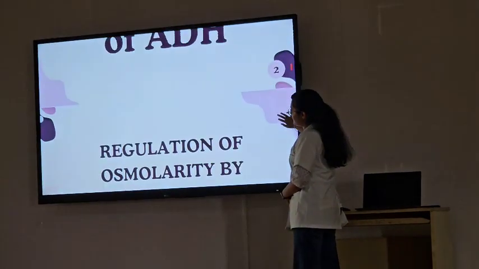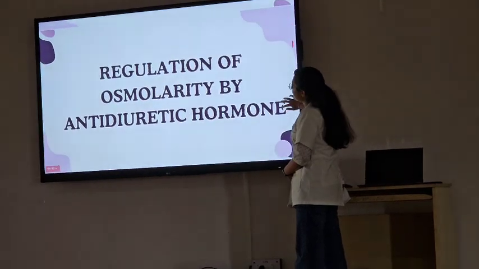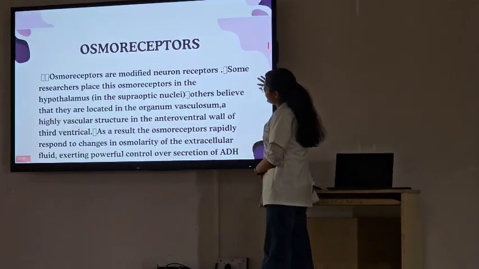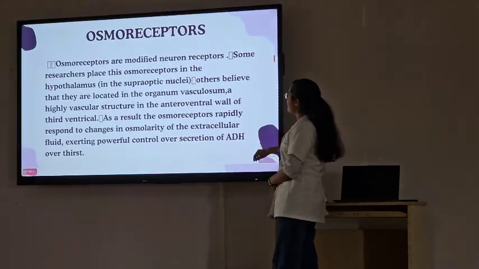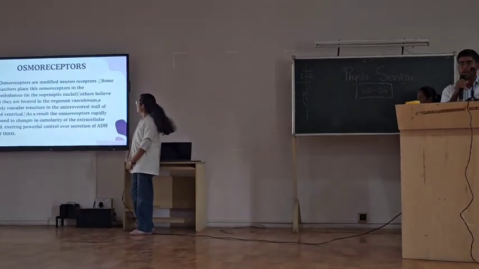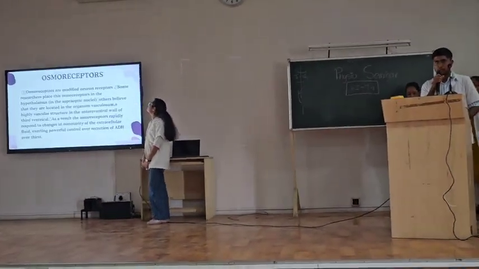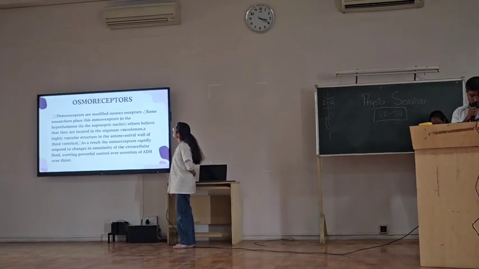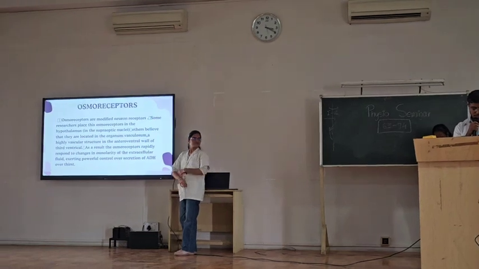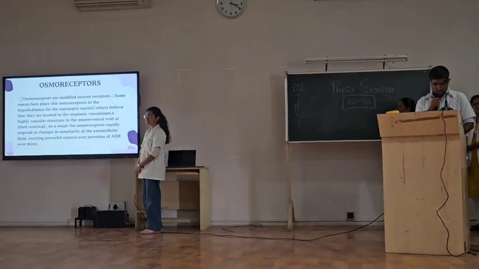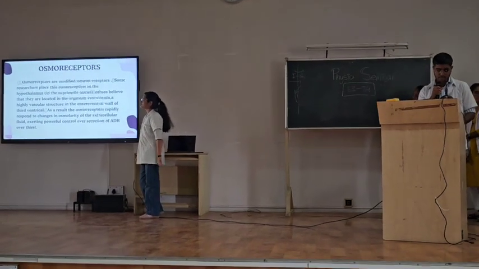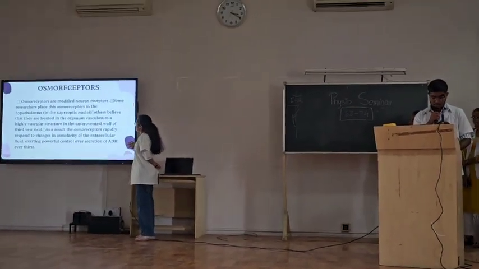My topic is regulation of osmolarity by antidiuretic hormone. Osmoreceptors are modified neuron receptors. Some researchers place the osmoreceptors in supraoptic nuclei of hypothalamus, while others place them in the organum vasculosum, which is a highly vascular structure present in the anterior ventral wall of the third ventricle. Osmoreceptors rapidly respond to the changes in osmolarity of extracellular fluid, and have a powerful control over secretion of ADH and over thirst.